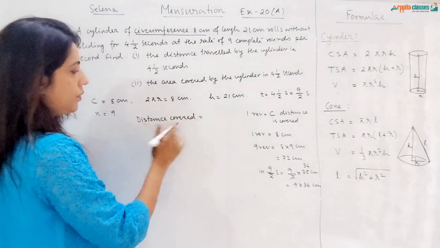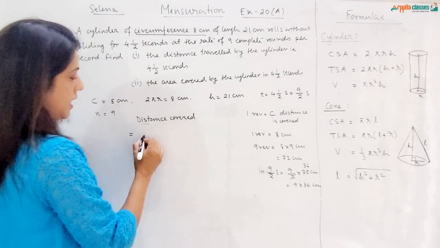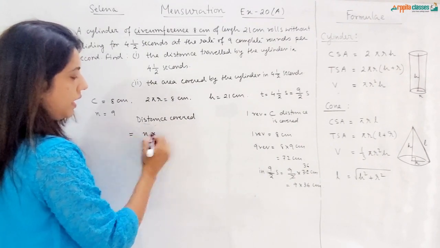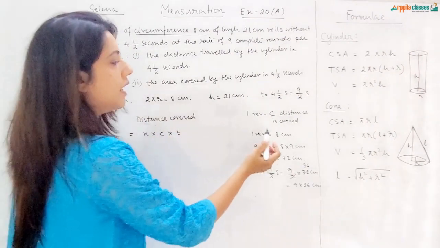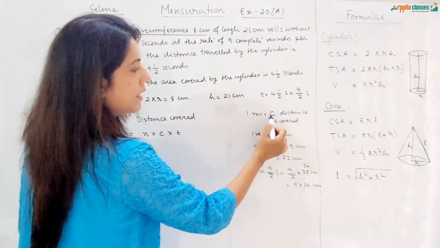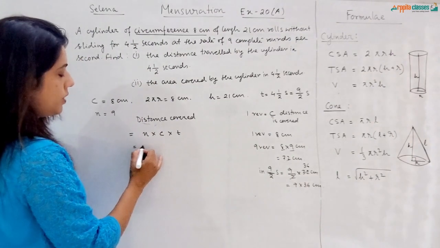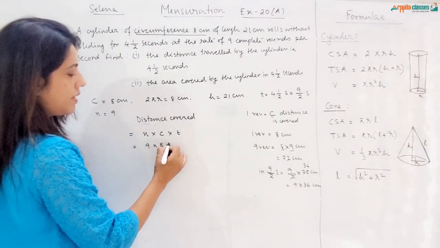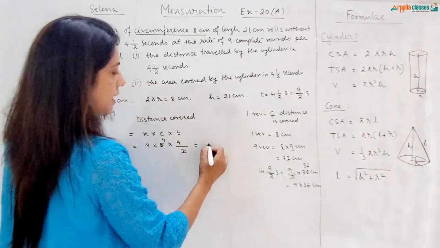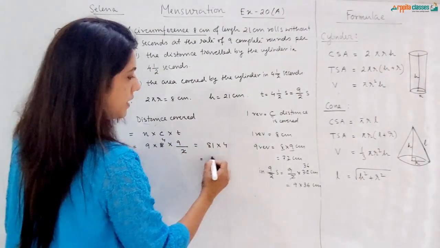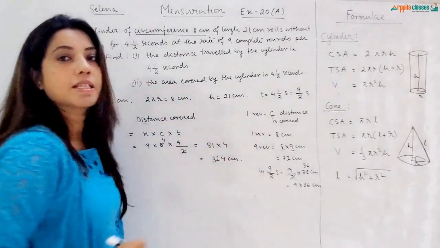So that is what we are going to write here. Distance covered is equal to number of revolutions into circumference into time. That is what we did. See, number of revolutions is 9, circumference is 8, so 8 into 9 into the time. So here number of revolutions 9, circumference is 8 and time is 9 by 2. So 2, 4, so it is 9, 9, 81 into 4, that is 324 centimeter. This is the distance covered.